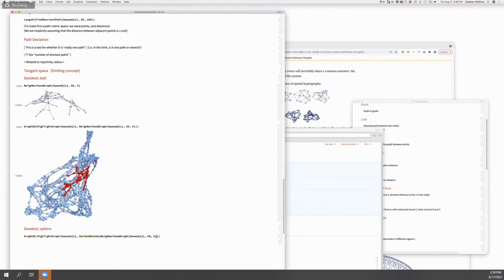Okay. So if we say vertex delete here of neighborhood graph of this, comma, vertex list of this. Do you agree? Oops, 3 there. Okay, so then this is our sphere, which somewhat confusingly is not connected anymore. Yeah. There are many isolated points there.